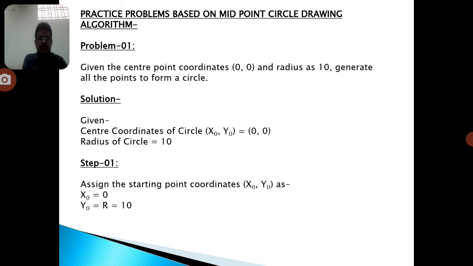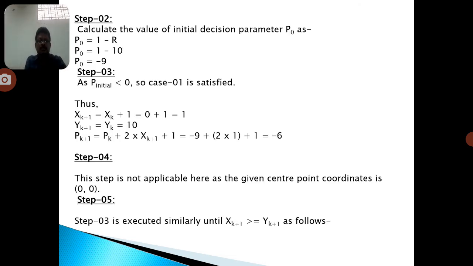Now we take the x0 and y0 values and calculate the initial decision parameter p0, which equals 1 minus r. So p0 equals 1 minus 10, which equals minus 9. The initial p value equals minus 9, which is less than 0. Then we go to case 1.